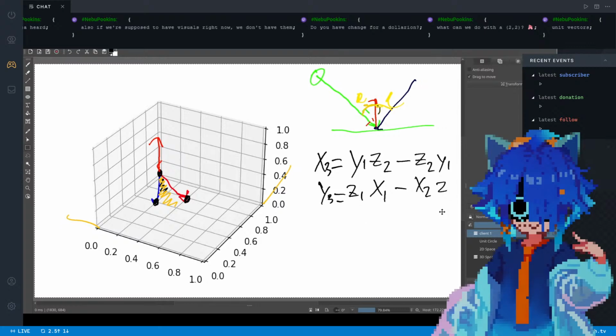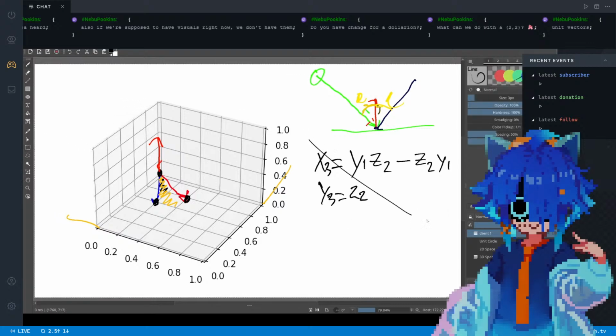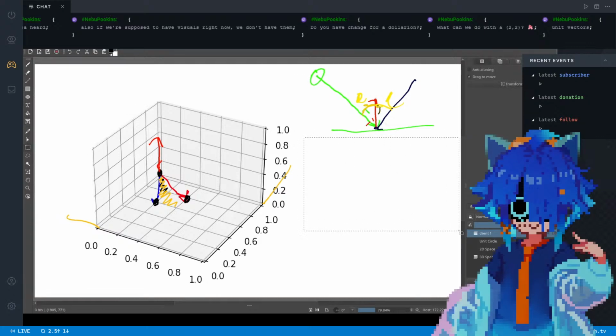Oops. Let's write down y again. So y of 3 is equal to z of 2. Ay, ay, ay. Nope. All a little backwards. Remembering math is hard.